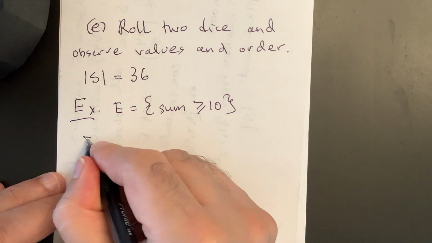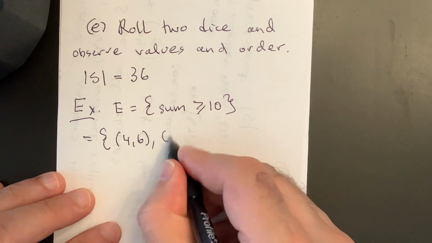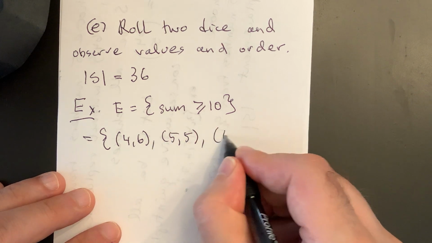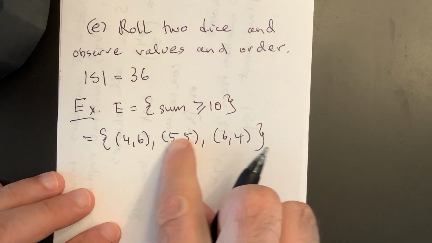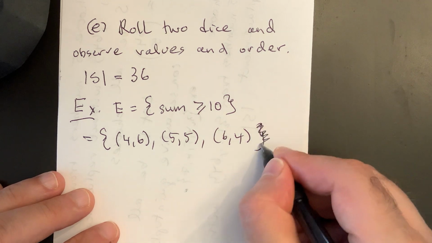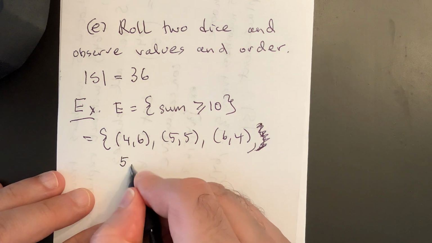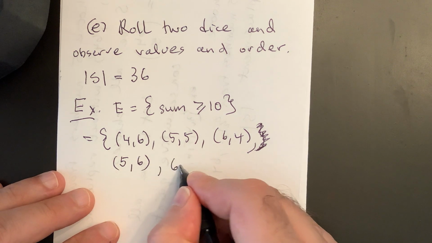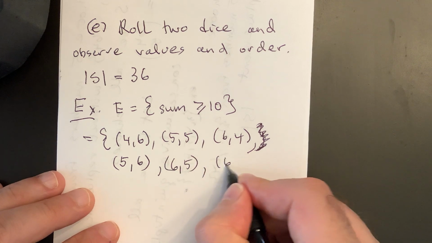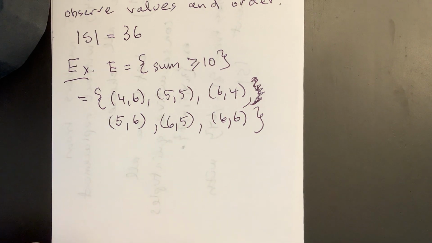So then E, I could list these, would be, let's see, 4, 6, 5, 5, and 6, 4. You notice there's not 2 of these. There's just one way to get 10 that way. And, oh, I said at least. Sorry. At least 10. So those are all equal. And now I need the ones that are bigger. So there's that, and still that. Okay, so the size of E is 6. All right, okay, so several examples. So far, so good.